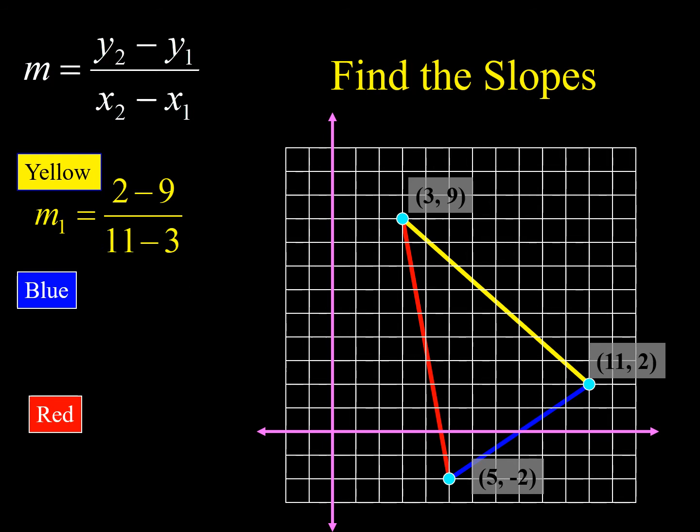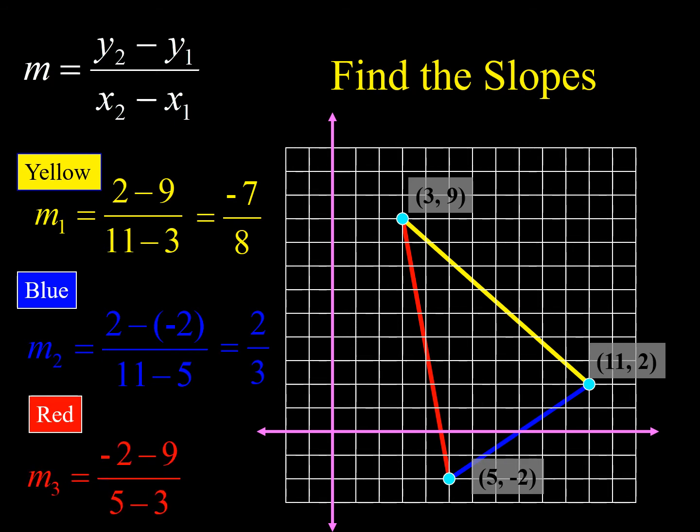So 2 minus 9 is negative 7, and 11 minus 3 is 8. So we have negative 7 over 8. As you can see, the line is sloping down to the right. So it has a negative slope. How about the blue one? So in blue one, we have to use the points 11, 2, and 5, negative 2. So substituting the values, we have 2 minus negative 2 over 11 minus 5, which is equal to 4 over 6, and then getting the lowest term, which is 2 over 3.